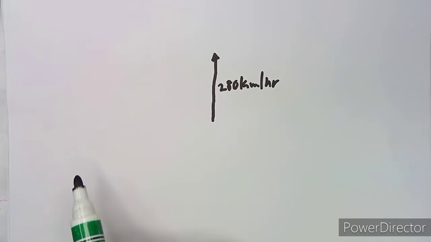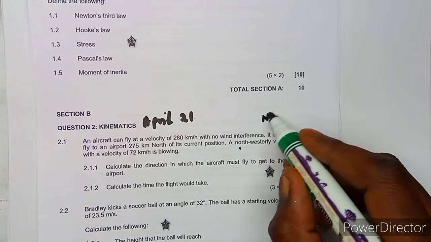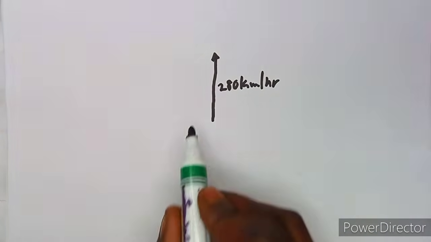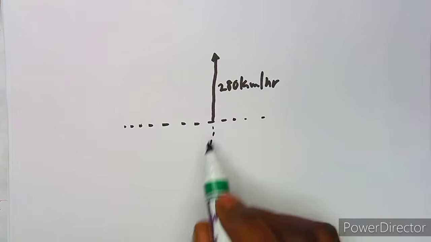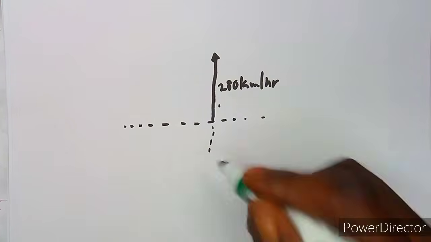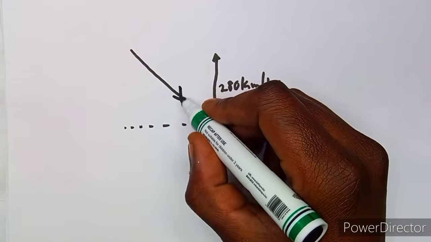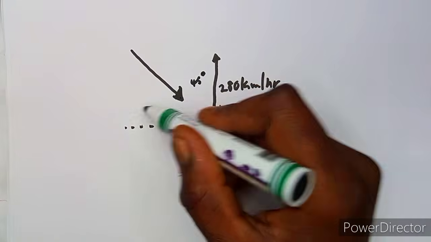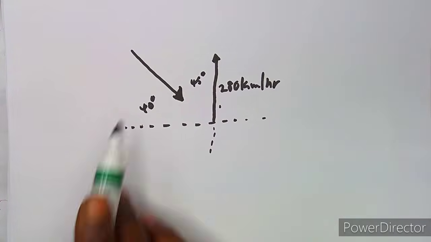Take note, guys. This is northwesterly, which means north 45 degrees to the west. That's northwest. So remember, this is your north, this is your west. So the wind is blowing in this direction. This is the wind, and we've got 45 degrees created in between there. So the wind is blowing this direction.